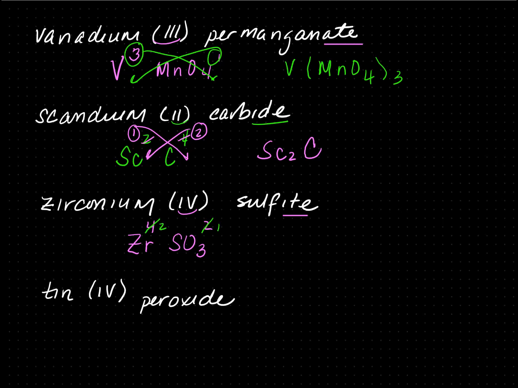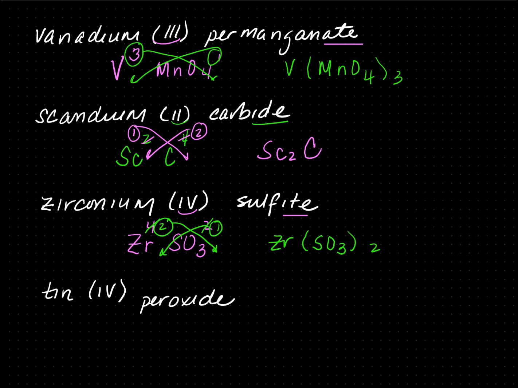Zirconium becomes 2. I crisscross down, so this becomes Zr1. There's more than one sulfite, so I need a parentheses, 2. Remember, when there is more than one polyatomic, you must put a parentheses.